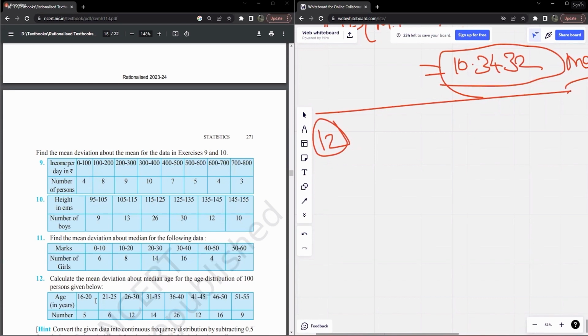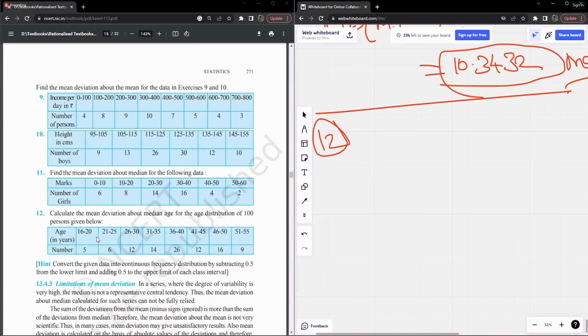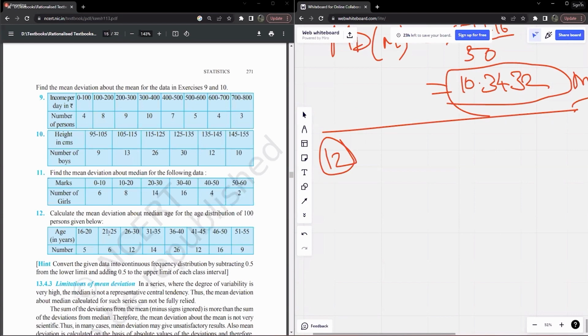Then you have the hint, which is to convert the given data into continuous frequency distribution by subtracting 0.5 from the lower limit and adding 0.5 to the upper limit of each class. And if your class intervals are not separated by 1, but by 2 or more, then you add the upper limit of one class and the lower limit of the next class and divide by 2. Basically take the mean of these two, then add that to this and subtract that from this, and so on for all the classes. That's what you do when faced with such situations.